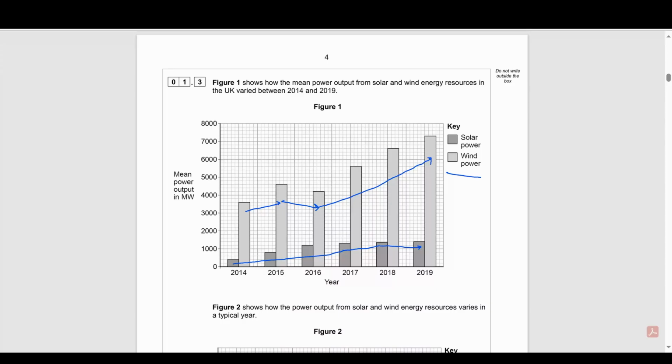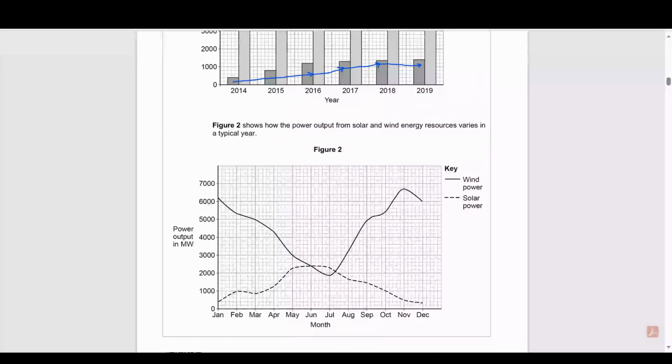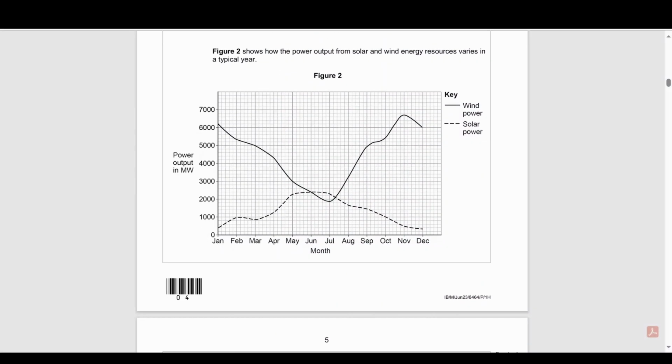So what we're just going to have to do then is we're going to try to see if we can use that in whatever question comes up. Let's look at figure 2. Figure 2, our key again, dashed line is solar power, solid line is wind power. So let's look at solar power first.